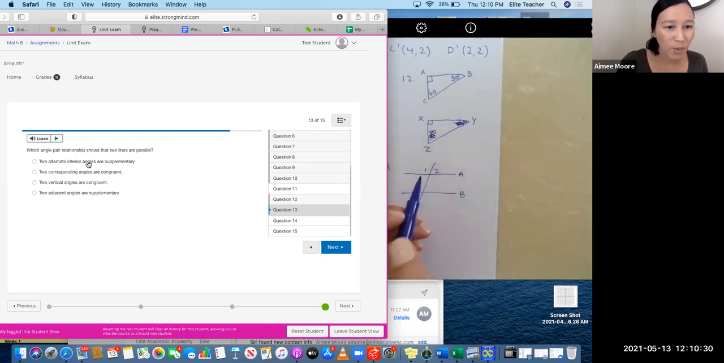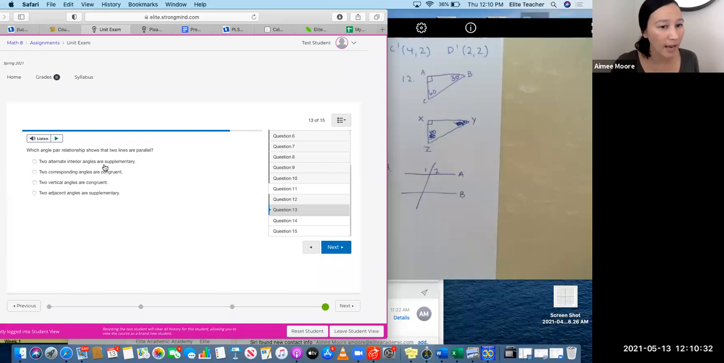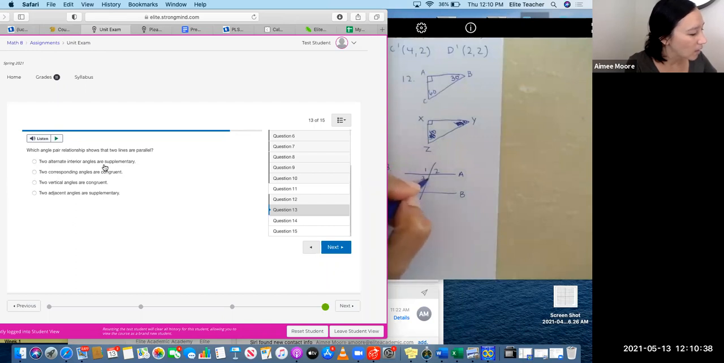If we have 2 alternate interior angles, alternate interior, they're on the opposite side. So 3, 4, 5, this would be 6. Here's alternate interior angles. Are alternate interior angles supplementary? Do these 2 add to 180? No, these are equal, right? So it can't be that one.